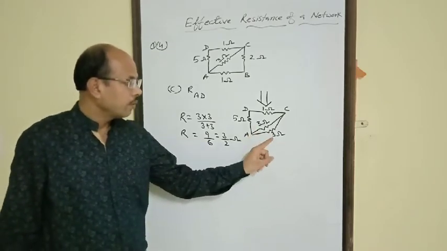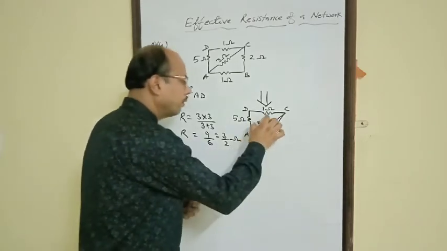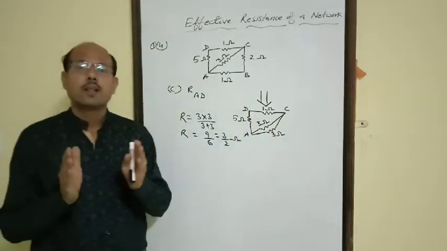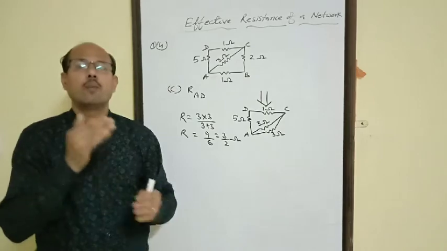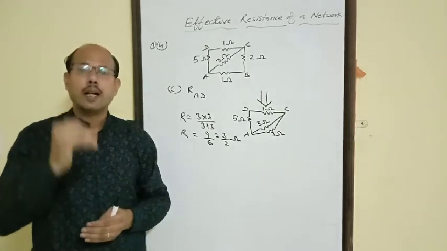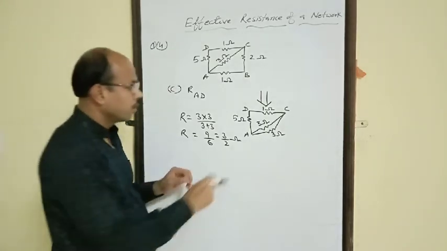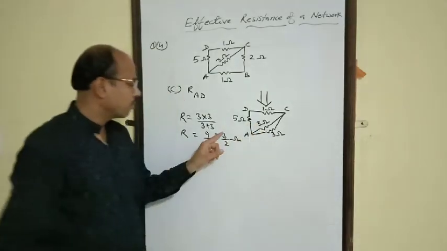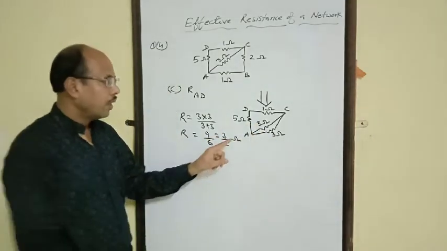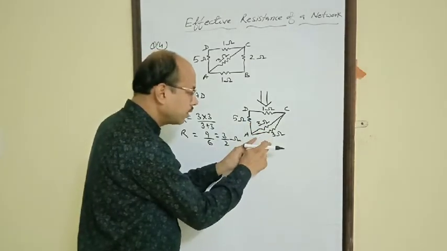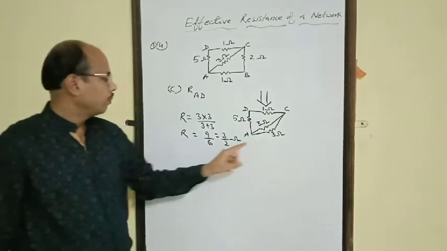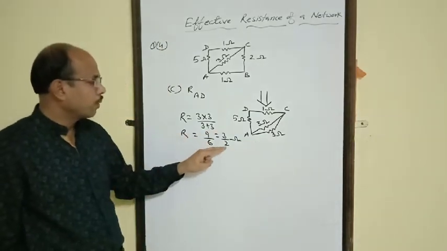Just in the starting we have discussed that whenever resistors are identical, it means having the same value, then for parallel combination we can use the formula R by N, where N is the number of resistors. Here what is R? 3. How many resistors? 2. Answer is 3 by 2. If there were 3 resistors, 3, 3, 3, in parallel, then the answer will be 3 by 3, that is 1 ohm. So here R equals 3 by 2 ohm.